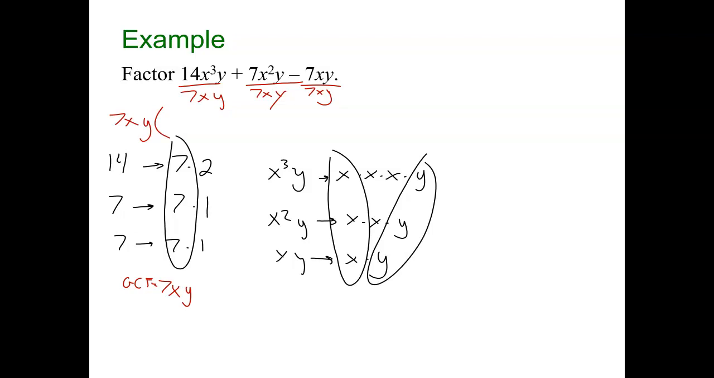What am I left with? 2x squared. Second term, what am I left with? 1x, or x. And then what am I left with on the last one? If I divide something by itself, it's still 1. It doesn't go away. Because I don't have an x left. Oh, you're right, because you have to take it away. Yep.